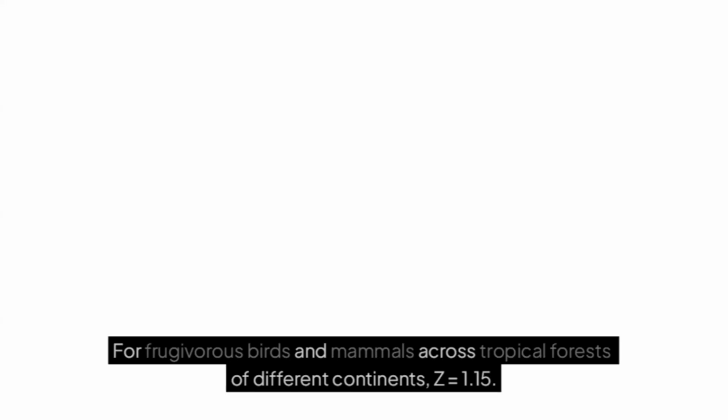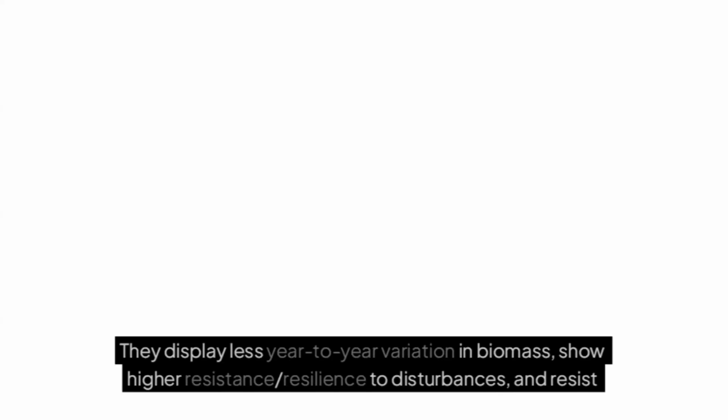4. Importance of species diversity to ecosystems. Ecosystem stability. Communities with higher species richness tend to be more stable. They display less year-to-year variation in biomass, show higher resilience to disturbances, and resist invasion by alien species.